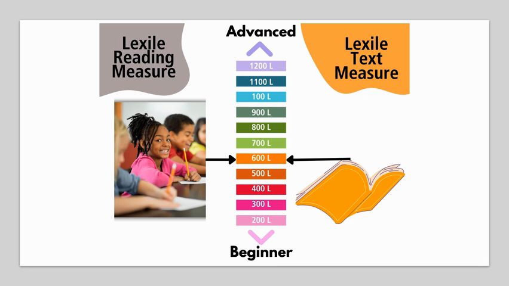The second measure is the text measure. This score indicates the complexity of a text. A text's Lexile level is calculated using a proprietary formula that considers factors such as word frequency and sentence length. These elements are crucial because research shows they are significant indicators of text complexity. A higher Lexile level indicates a more challenging text. The Lexile framework measures the reader's ability and the text difficulty on the same scale.